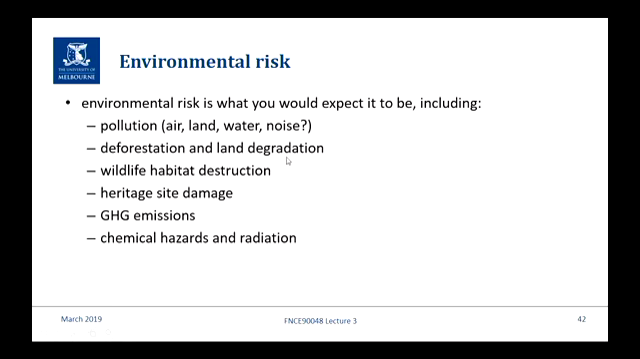Deforestation, land degradation, so again, not necessarily polluting it, but degrading the land. Wildlife habitat destruction is a big one, because as you probably realise, we humans are killing off dozens of species of animals a year, and so we're trying to slow down that poor outcome. Heritage site damage. If you drill a hole and you drill into the lost city of Atlantis, you're probably not allowed to keep drilling. That's probably a better outcome than the project, of course. Greenhouse gas emissions, chemical hazards, radiation.